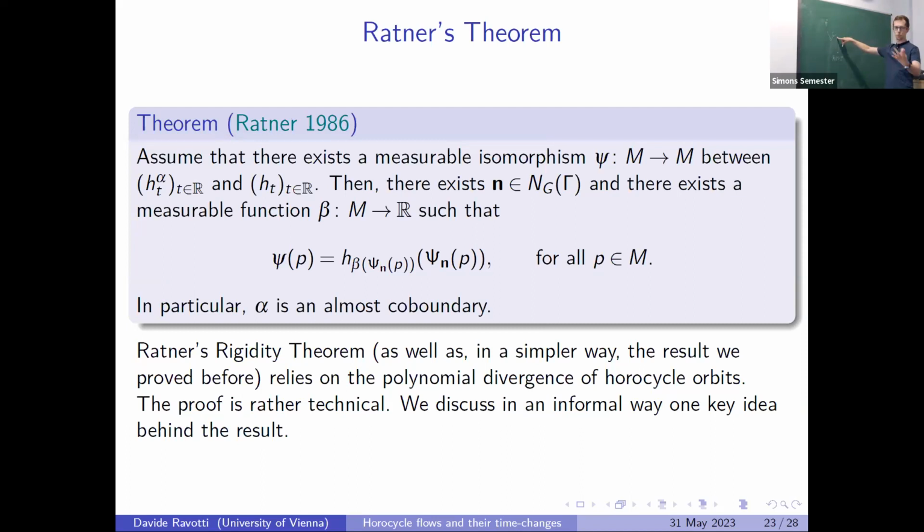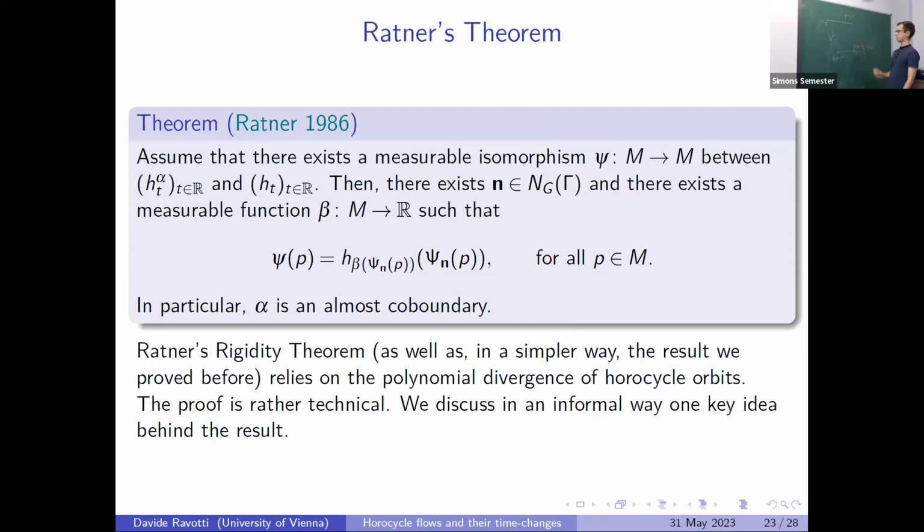So if I take some point on the orbit of P, say Q equal to H_R of P, I also know where this point goes under psi. It will go on the orbit of psi of P. So psi of Q has to be in the orbit of psi of P, because of the commutation relation, this is going to be H of R prime alpha. So by the commuting, psi of Q is going to be H of some other capital R composed with psi of P.